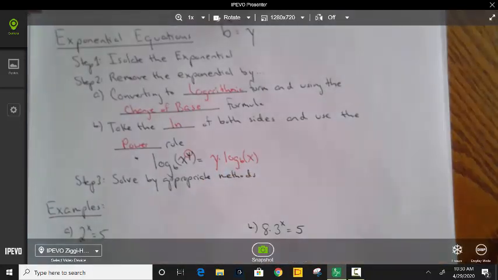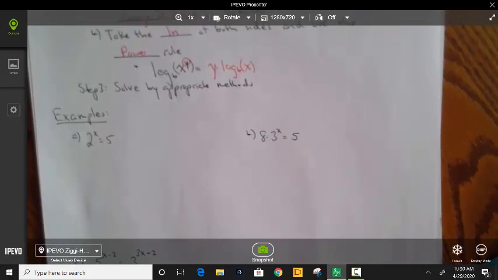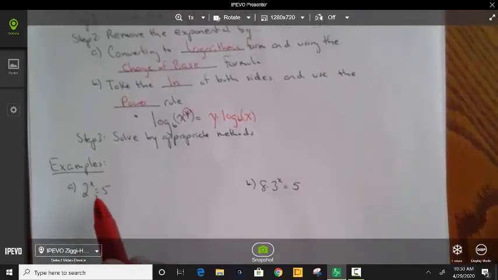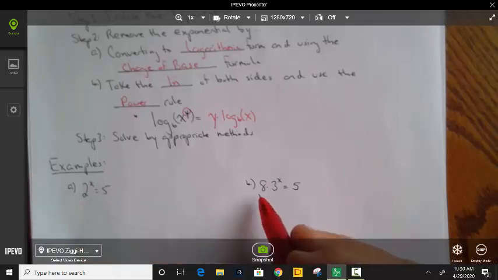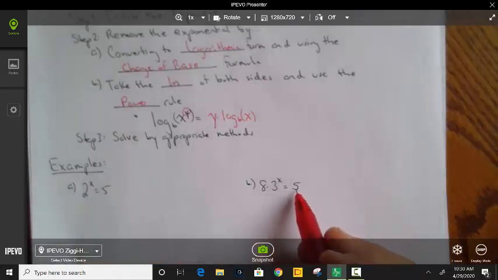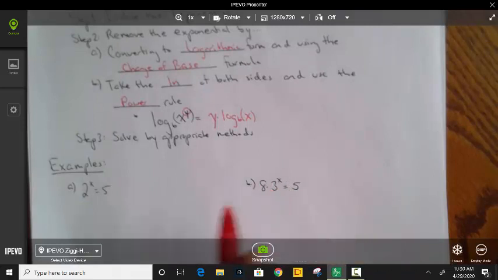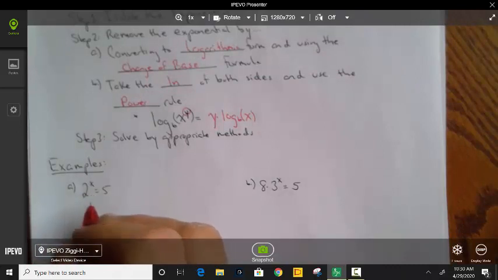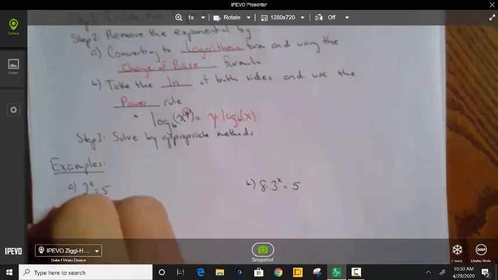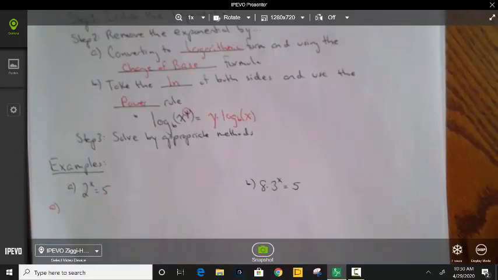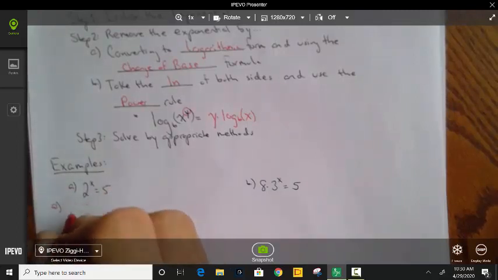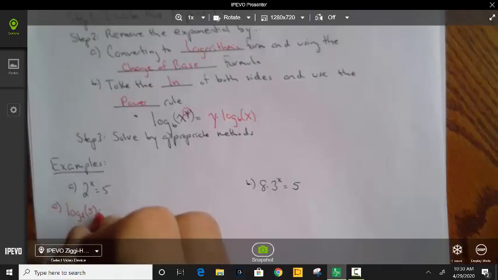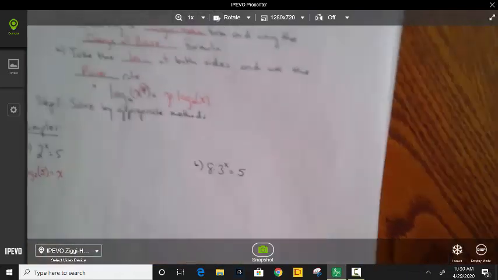So I'm going to do the first couple ones both ways just to show you. Like this first one here, 2 to the x equals 5. The exponential is already by itself. You'll notice the second one here, 8 times 3 to the x equals 5, we're going to have to move that 8 first. But in this case, the exponential is already isolated. We're going to convert this to logarithmic form, using the first step. Converting this to logarithmic form would be log base 2 of 5 equals x.